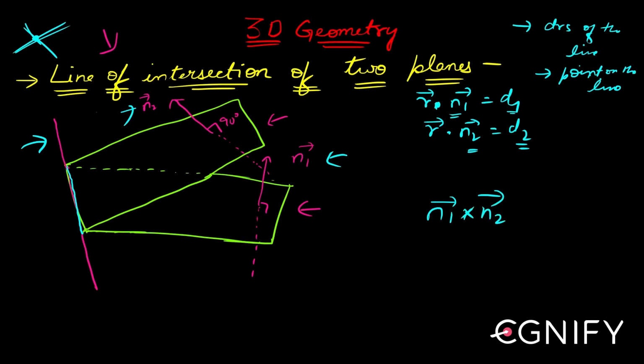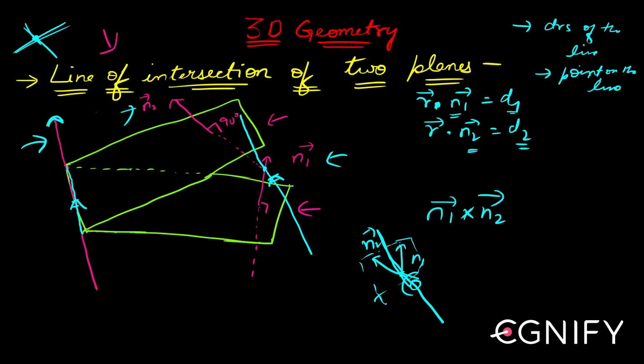I'll simplify it for you. If my n1 is something like this, and n2 is something like this, then n1 cross n2 will be a vector. You put a screw here and rotate from n1 to n2 through the smaller angle, and it is basically perpendicular to the plane containing n1 and n2. So the n1 cross n2 vector will look something like this, which will be parallel to this vector. So this vector and this vector will be parallel to each other.